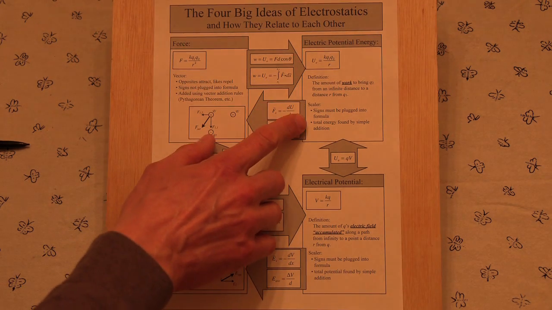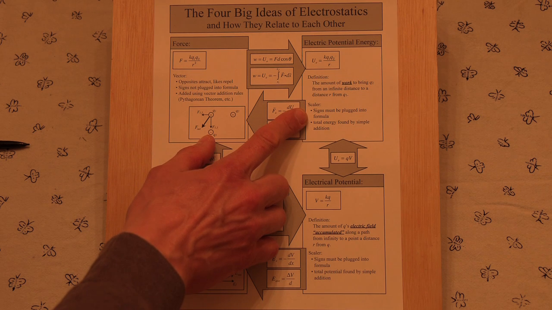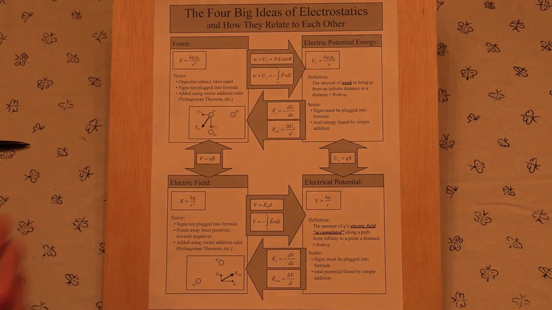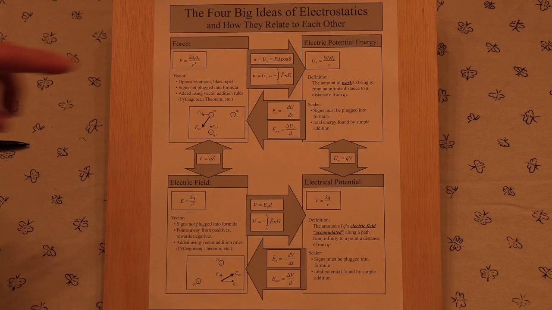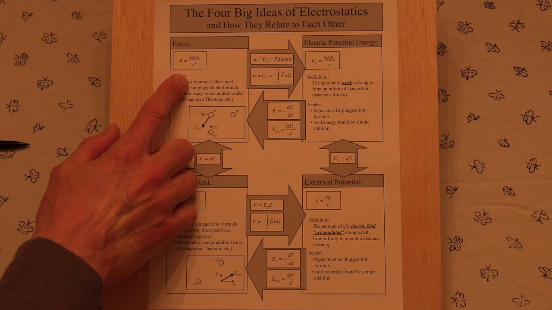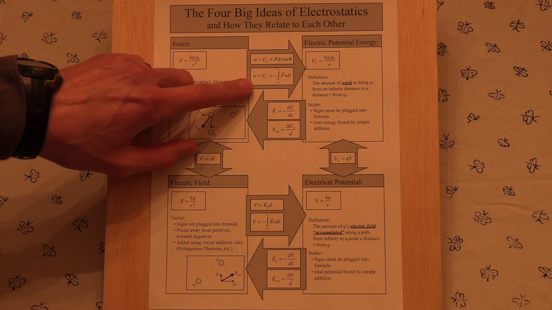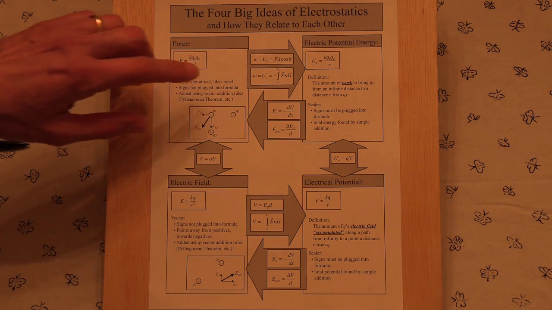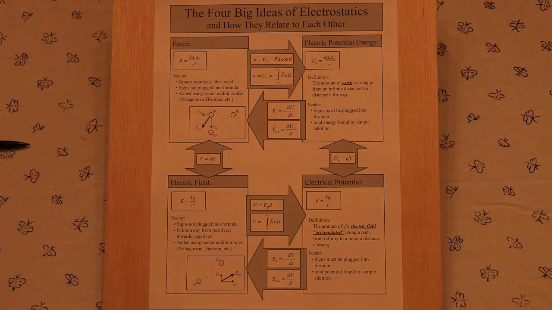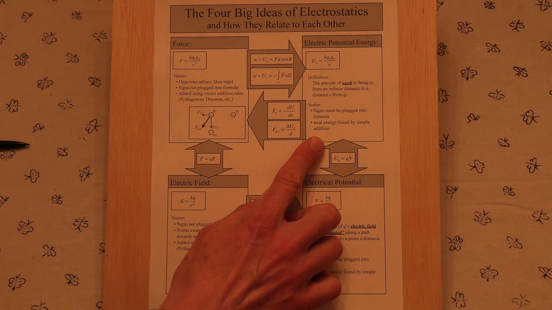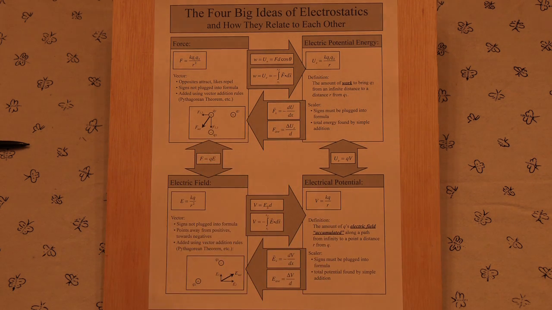Again, it's a scalar. That means the sign must be plugged into the formula. So you do put negatives in there. And the total energy is just found by adding. No Pythagorean theorem, no sine or cosine, none of that when you add up the total potential energy. But the way you get there from force is it's the negative integral of force dx from one coordinate to another. So if you have force, you have to integrate to find the potential energy. If you have the potential energy as a function, you have to take the negative derivative to figure out what the force is at a particular point.